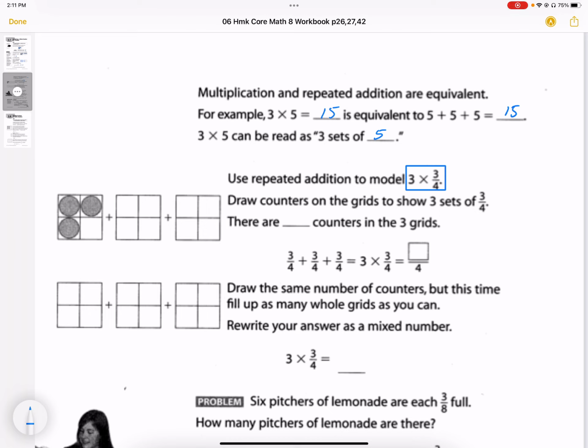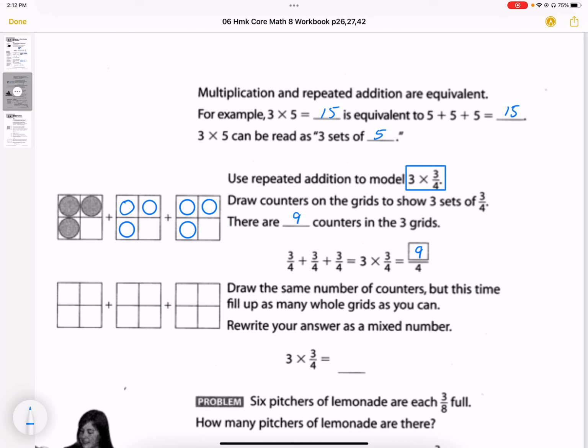And we are dealing with our 3 groups of these. So I'm going to draw 3 groups of these. And so we end up with 9 counters. Oops, 9 counters in the 3 grids, or 3 plus 3 plus 3. 3 groups of 3/4 is the same as 9 1/4 pieces. Okay, so we can make this into a mixed number.